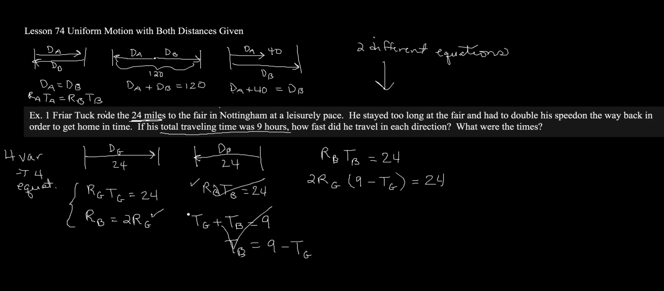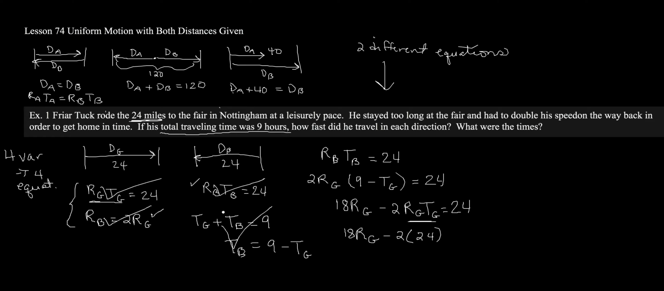We use this equation, we use this equation, and you can just see when we distribute this one through, we're going to be able to substitute a TG, RG right here. So let's distribute that. So we get 18 RG minus 2 RG TG equals 24. Now we can substitute for this. So we get 18 RG minus 2 times 24, and we used our final equation up, equals 24.